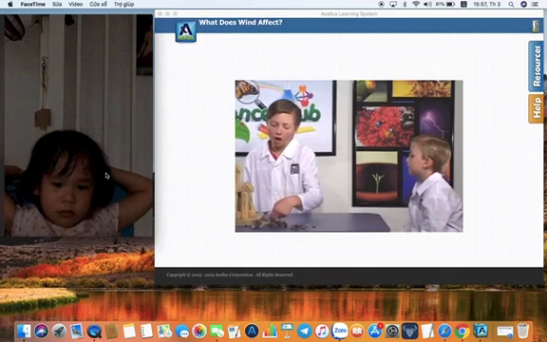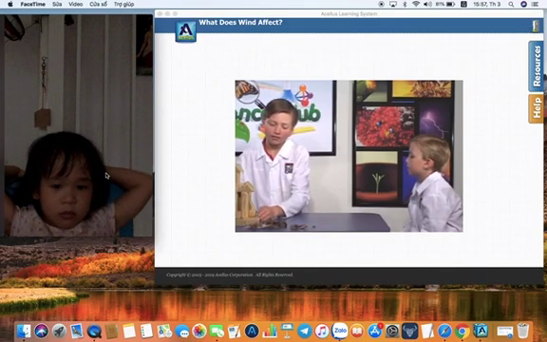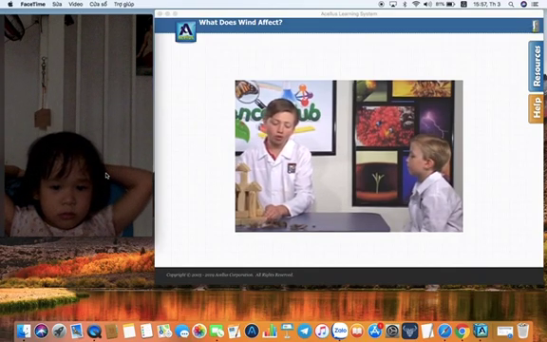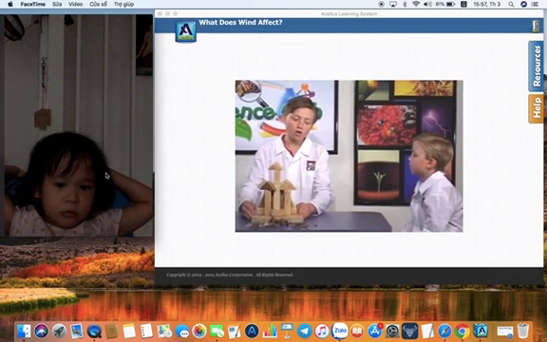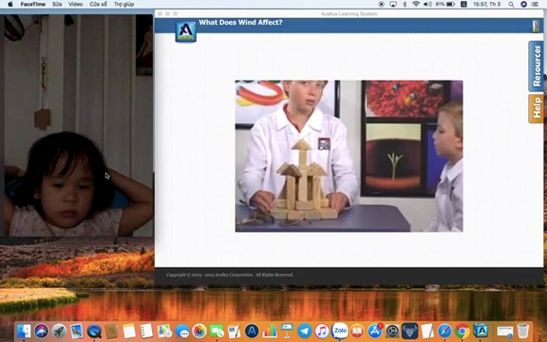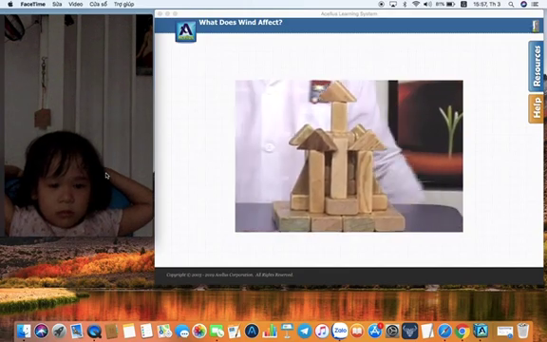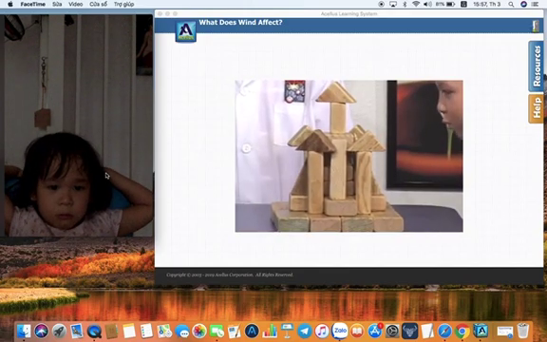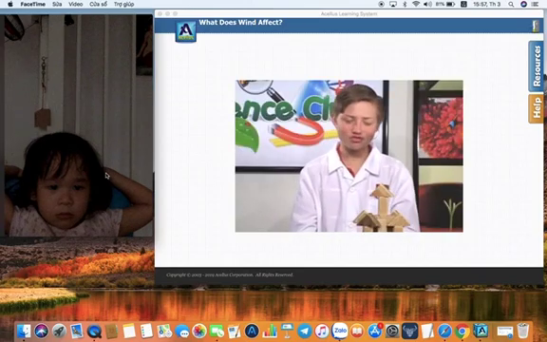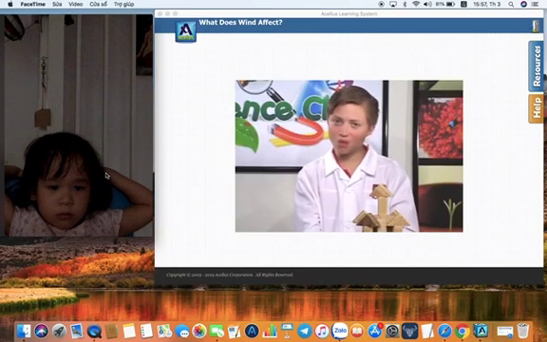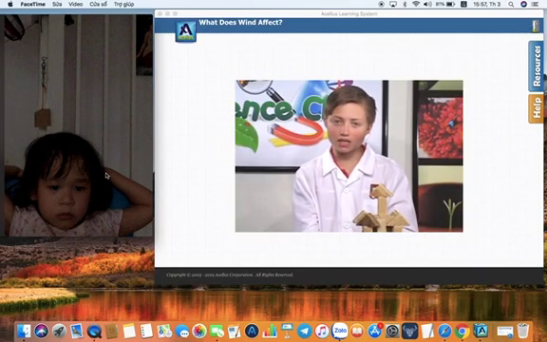Now we have this block castle here. This is made out of wooden blocks. We are going to try having David blow this over and see if he can blow it over. The reason that David couldn't blow these blocks over was because the blocks are too heavy for the air to move them.